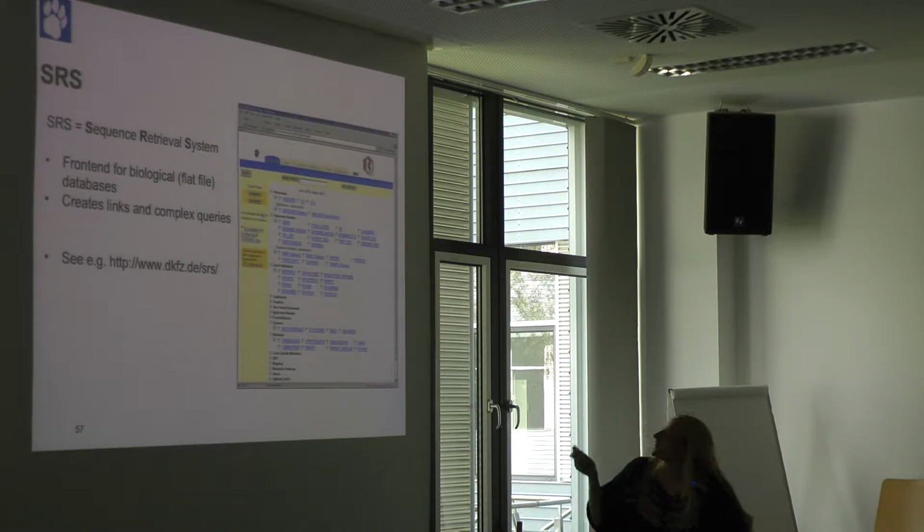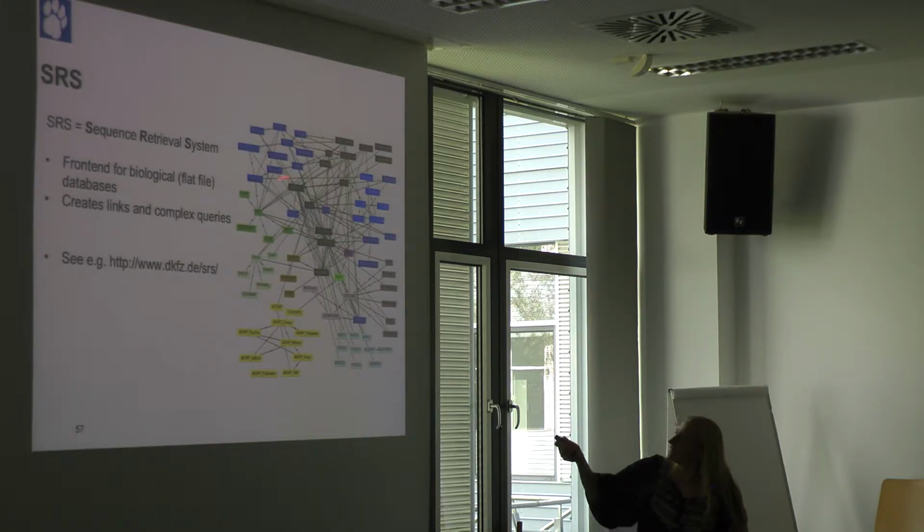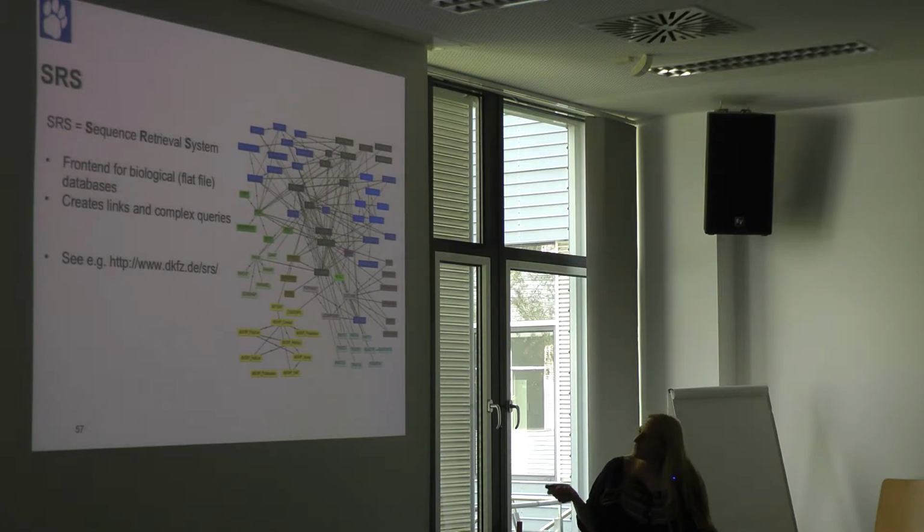And this is what SRS looks like. You've got loads of databases you can search from, and then define which fields and which database you want to search in. And this is a bit of the universe of databases that was connected by SRS. Each of those lines is a connection where you can say, I can hop from EMBL to, I don't know, SwissProt, and from SwissProt I can hop to Enzyme, etc.